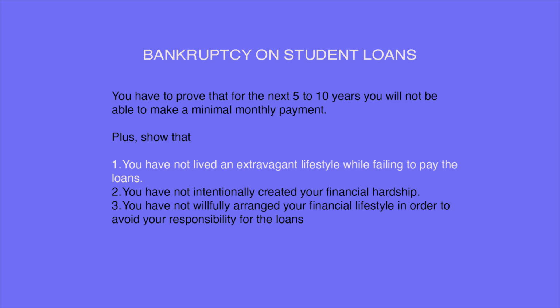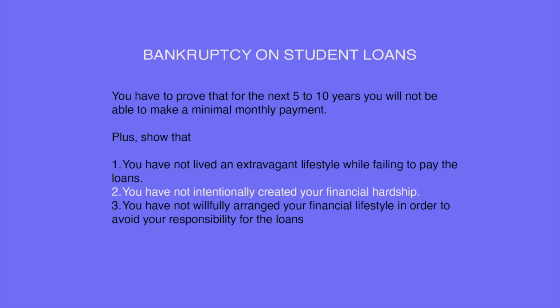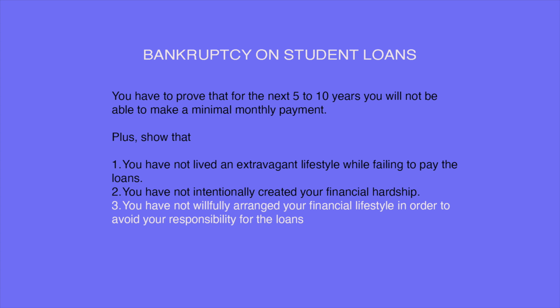1. You have not lived an extravagant lifestyle while failing to pay the loans. 2. You have not intentionally created your financial hardship. 3. You have not willfully arranged your financial lifestyle in order to avoid your responsibility for the loans.